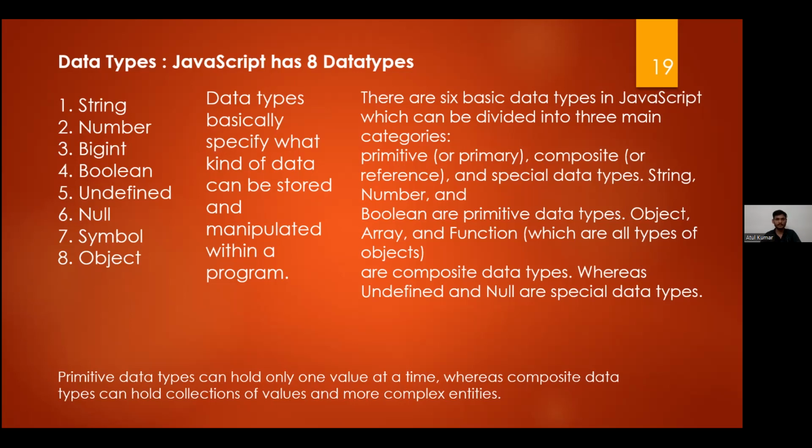Primitive data types can hold only one value at a time, while composite data types can hold collections of values and more complex entities.